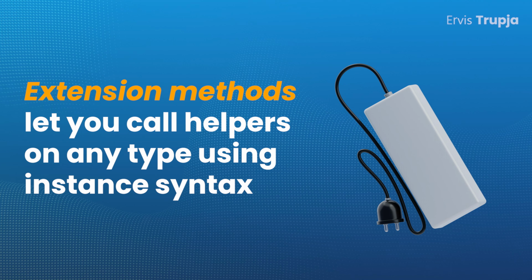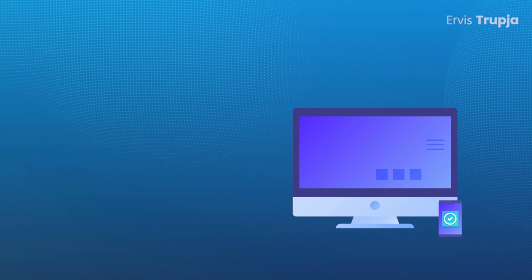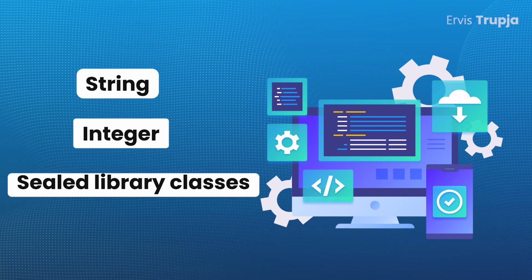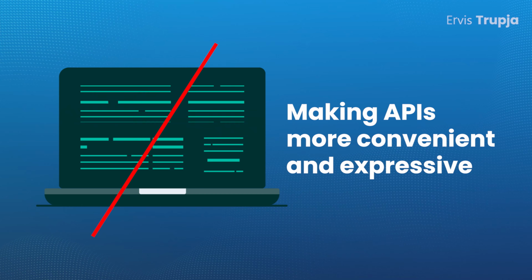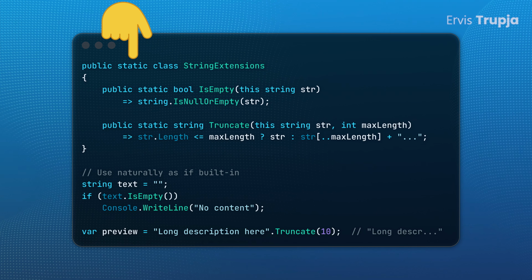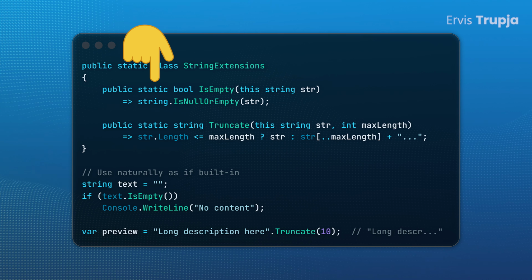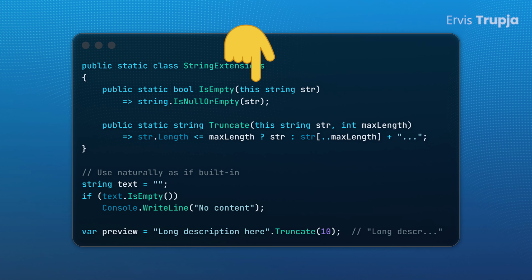Extension methods let you add features to types you cannot modify directly. Add methods to string, integer, or even sealed library classes without touching their source code, making APIs more convenient and expressive. The syntax requires a static class, and then inside you can create a static method, but in the parameters, the first parameter uses the this keyword.